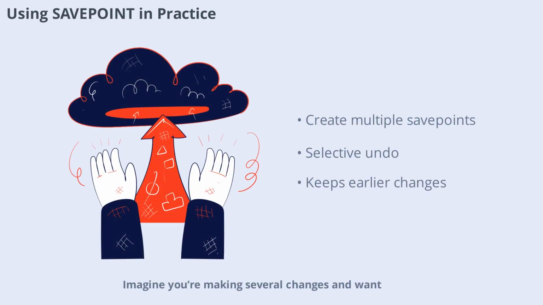Imagine you're making several changes and want the option to undo just some of them. You can create a SAVEPOINT, continue working, and if needed, roll back to that point. For example, after SAVEPOINT SB1, you can later use ROLLBACK TO SB1 to undo changes made after the save point while keeping earlier changes intact.